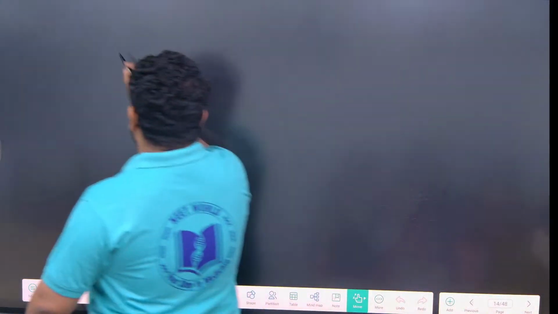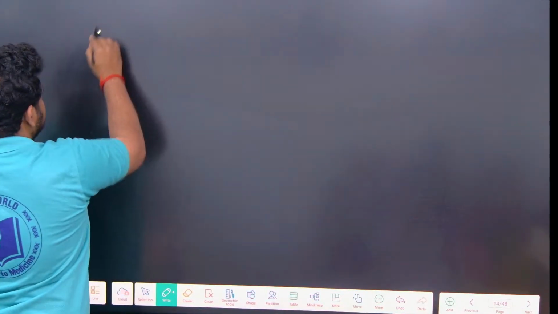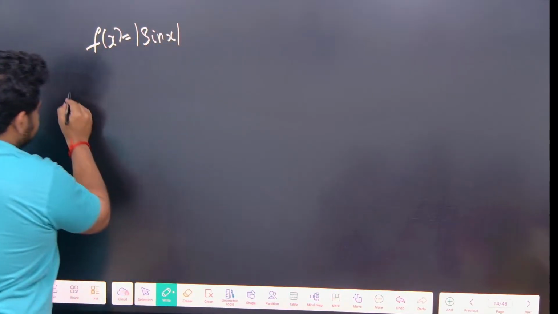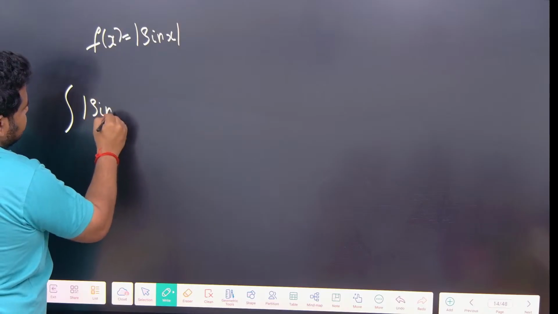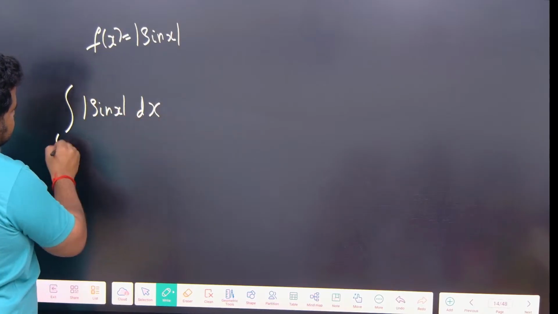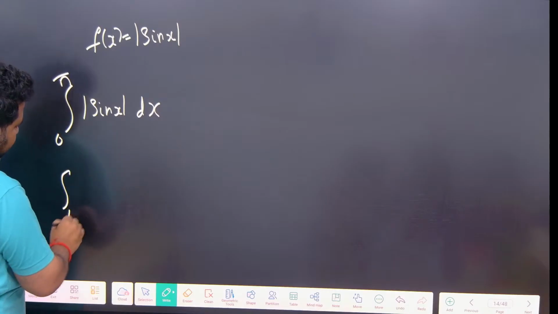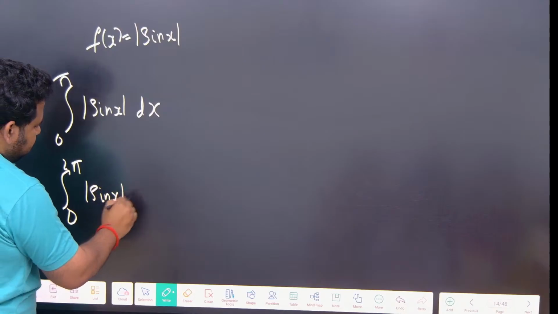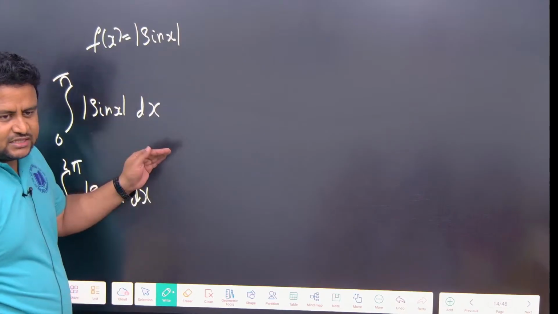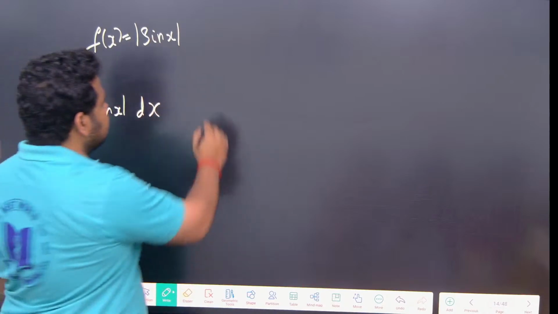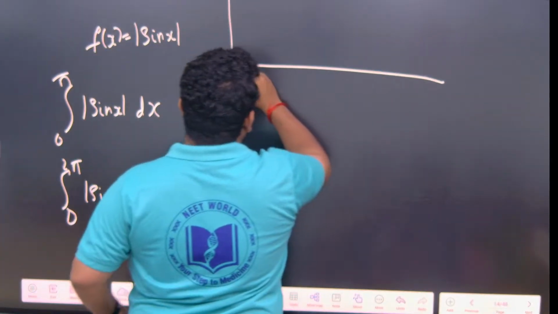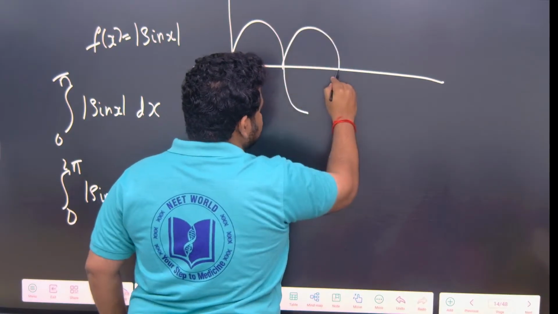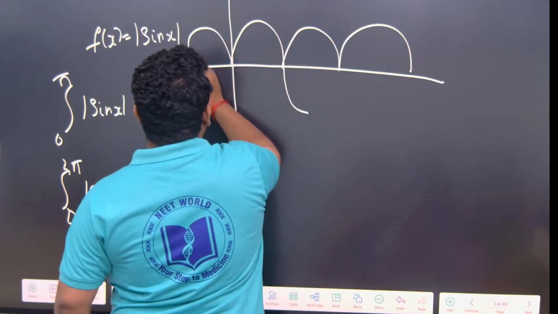So if they give f of x as mod sin x, what does that mean? Say I integrate mod sin x dx from 0 to pi or 0 to 2 pi. I told you mod sin x means there will definitely not be negative values. How will the curve look? Instead of coming down, there will be no downward curve. It will be like this, here also like this, and it goes on like this.